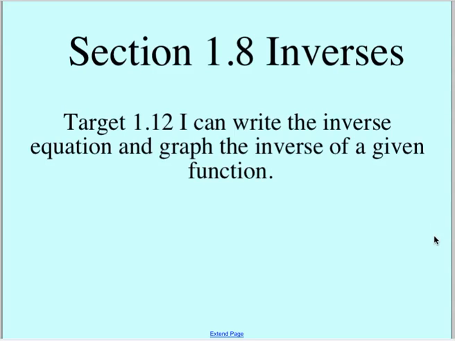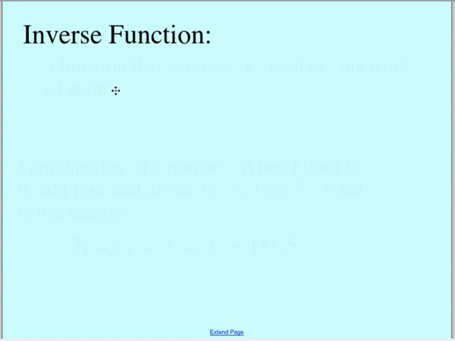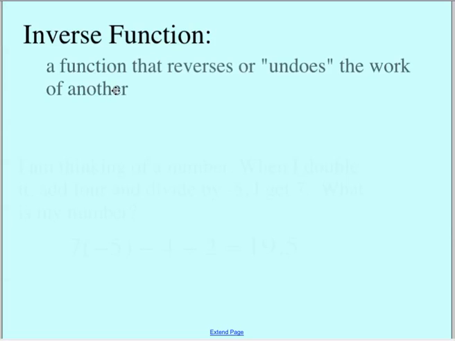This video is going to cover section 1.8 regarding inverses, and it's going to cover target 1.12, that you can write the inverse equation and graph the inverse of a given function. An inverse function is a function that reverses or undoes the work of another.